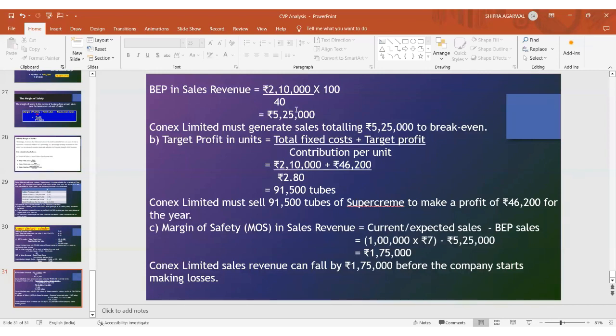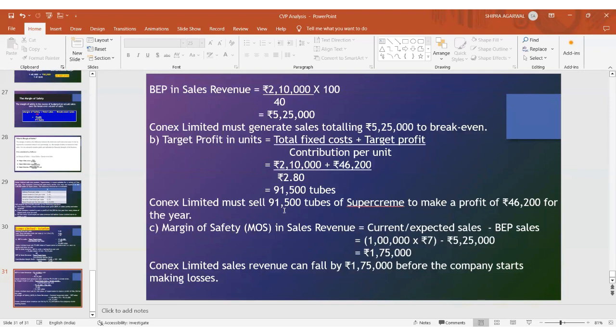Now in the second part of the question, they have given you a target profit. And that target profit is 46,200. So in the formula, total fixed cost plus target profit. Total fixed cost was 2,10,000. Target profit 46,200 upon contribution per unit, that is 2.80. So I get my answer as 91,500 tubes. So that means the given organization should sell 91,500 tubes of Super Cream to make a profit of 46,200 for the year.